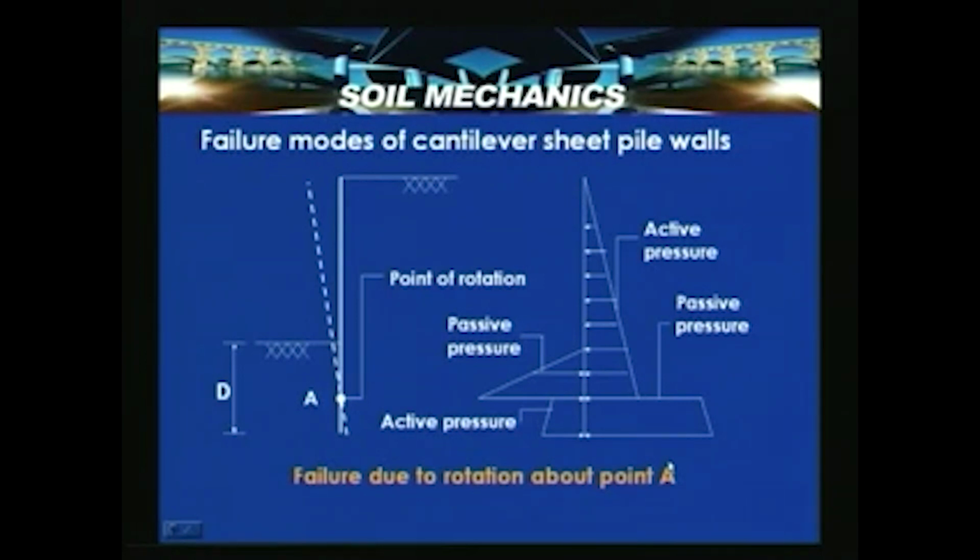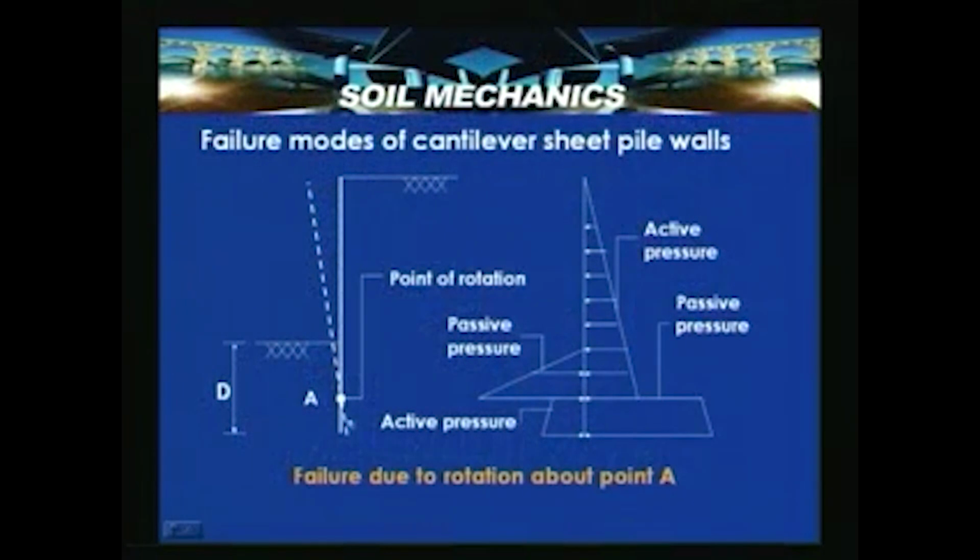Before looking into these design aspects, let us look into how these cantilever sheet pile walls can fail. We discussed that basically two types of failures are possible. One is soil failure, and the other is a material failure or section failure of the section which has been provided to retain the earth.